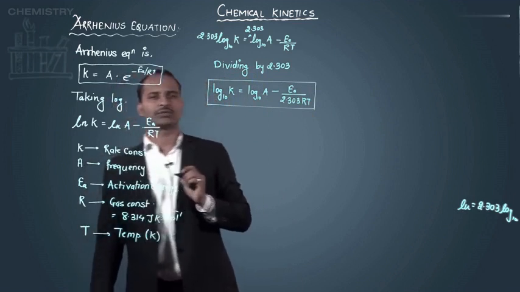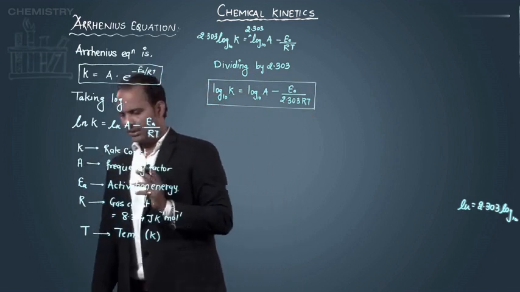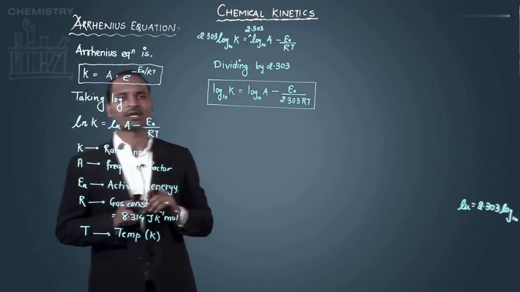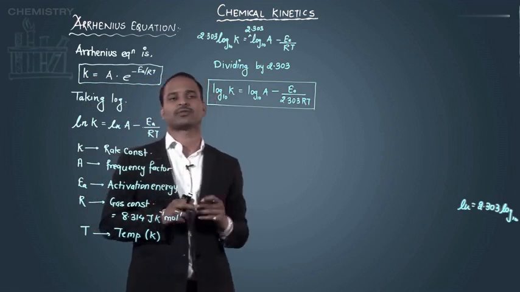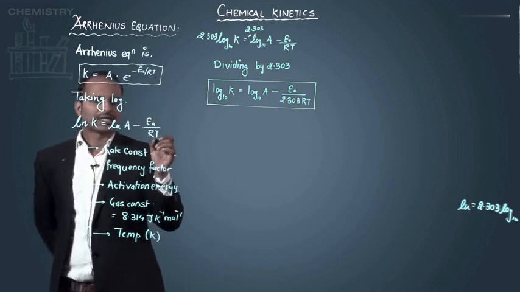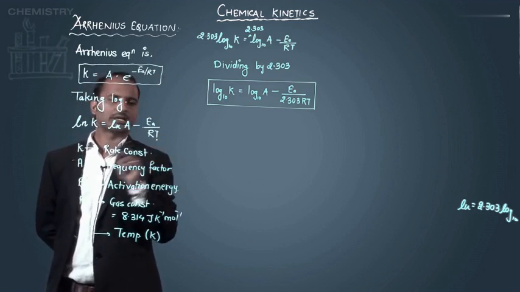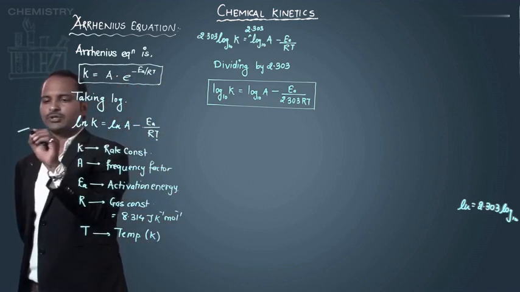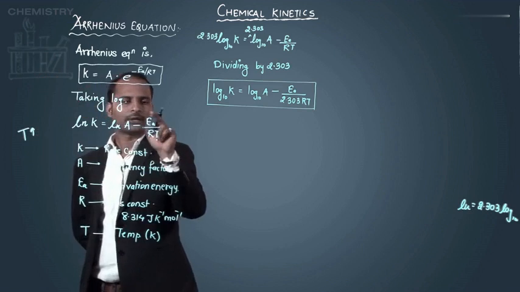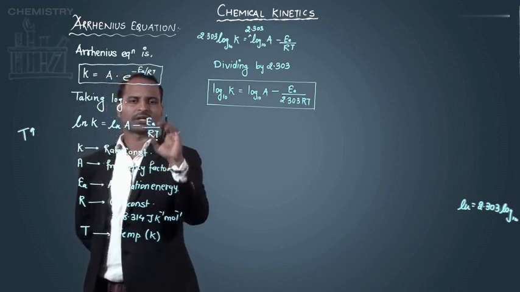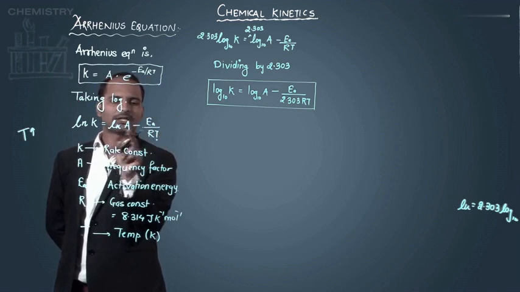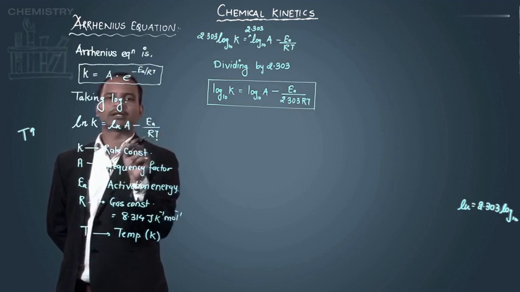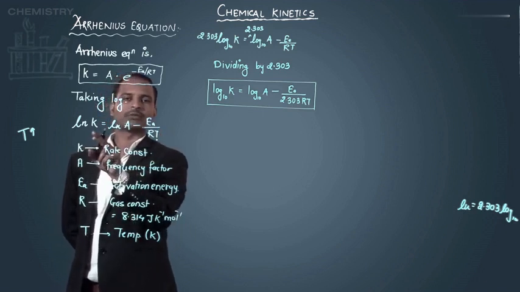Now I said the Arrhenius equation gives a relationship between the temperature and rate constant. This equation also tells us that as the temperature increases, the rate constant also increases, and hence the rate of reaction increases. How? See, if I am increasing the temperature, temperature is in the denominator, so the fraction value will decrease. I will get a small value. Ultimately I am subtracting a small value from ln A, and if I subtract a small number, the number left is going to be larger, and that left number is nothing but k.